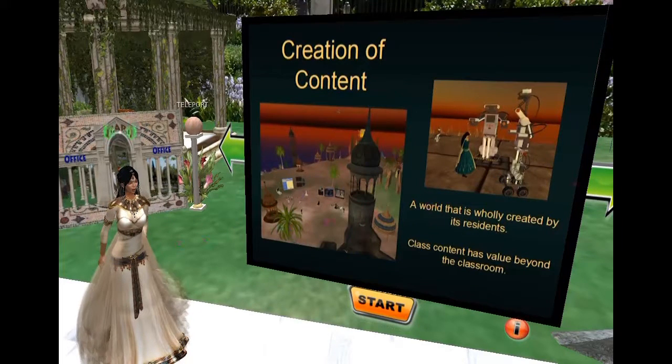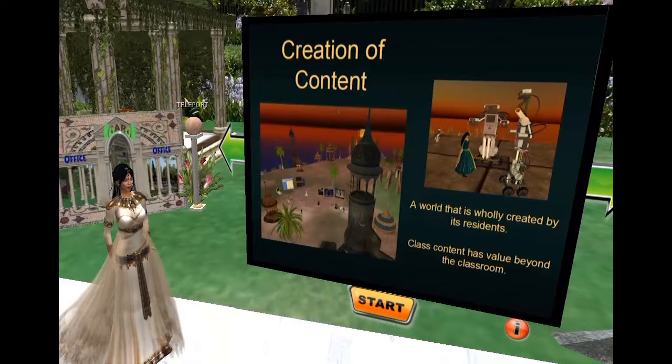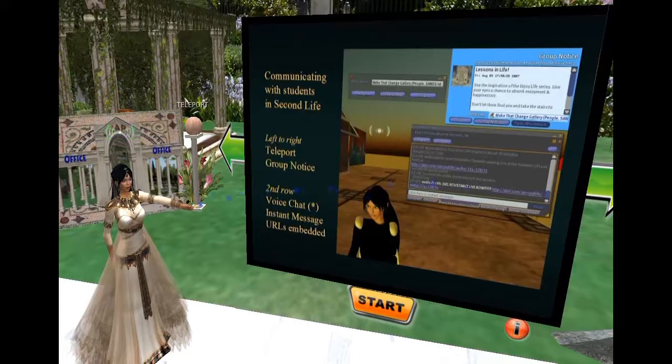So let's see, we're on 17, aren't we? And I only have 22 slides, so we're almost done. Creation of content. Well, here you're looking at another place in the world, and we're learning how to do towers and turrets. The robot there was for the Wired magazine and Lego Mindstorms project, to help market it. It was called the Big Robot on Campus in 2006, 2007, and so it's one of my groups.